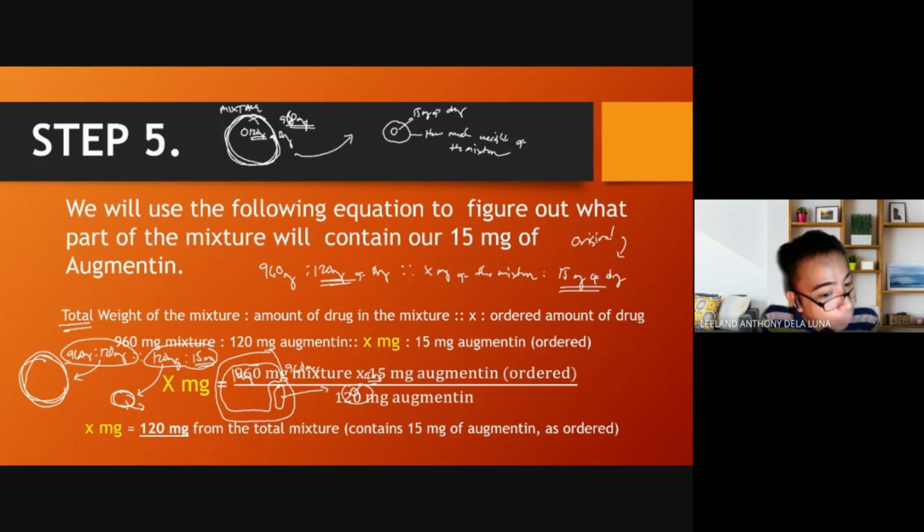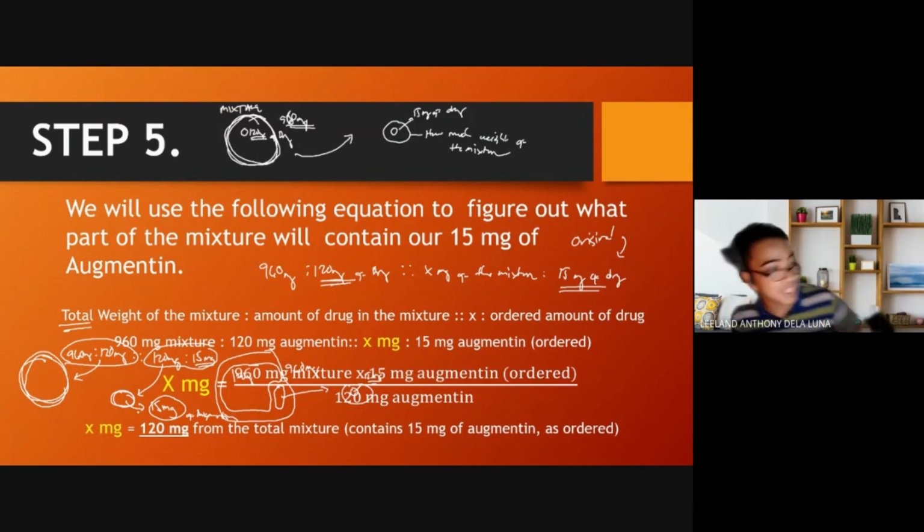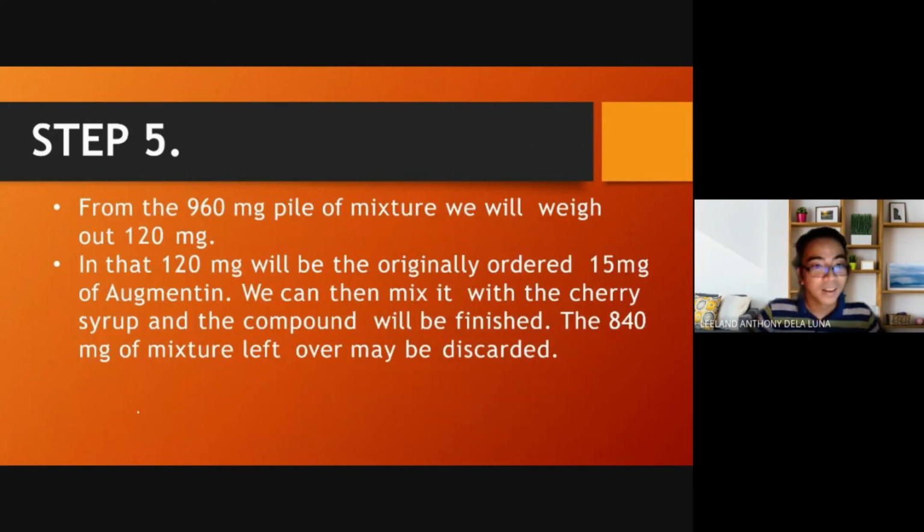Alright, so this 120 milligrams I am assured that it contains 15 milligrams of augmentin. Alright, so siguro naman kaya ko nang i-weigh ang 120 milligrams na to sa aking weighing scale, kasi yun lang ang kaya niyang i-weigh. Right, so from the 960 milligram pile of mixture, we will weigh 120 milligrams. And in that 120 milligrams will be the originally ordered 15 milligrams of augmentin. So we can then mix it with the cherry syrup, 30 ml. Order ni doctor, ilagay daw sa cherry syrup 30 ml.